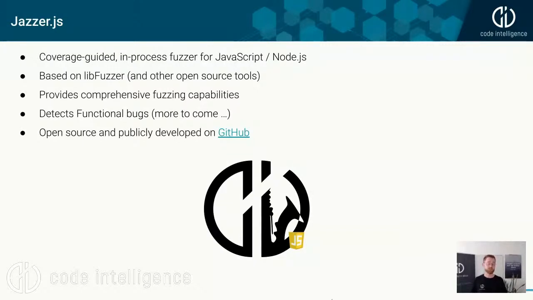That leads us to Jazzer.js. We recently released Jazzer.js publicly, and it's a coverage-guided in-process fuzzer for JavaScript and Node.js. It's based on libFuzzer, one of the prominent and stable open source fuzzers for C and C++. And it integrates libFuzzer for its fuzzing algorithms and bridges the gap between the C and C++ world and the JavaScript application world. By doing so, Jazzer.js already provides quite extensive fuzzing capabilities, so it can reach deeply into the application that is tested and is able to detect the functional bug category I mentioned on the slide before.